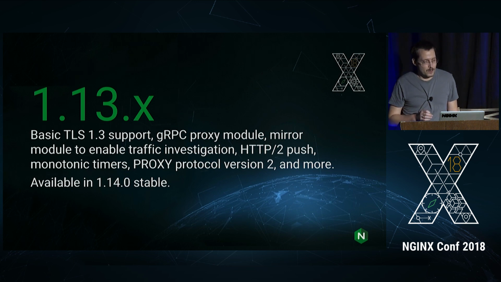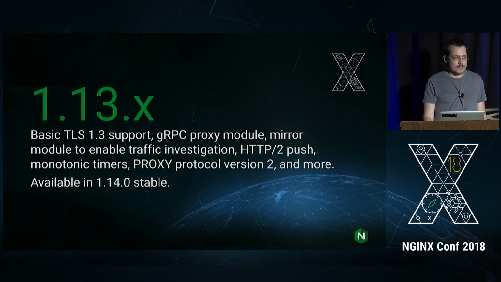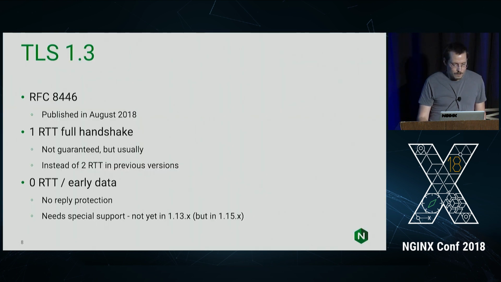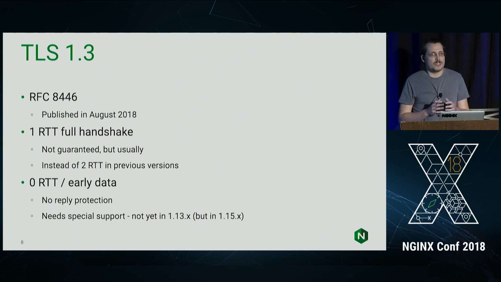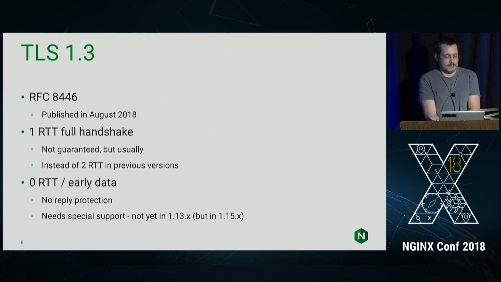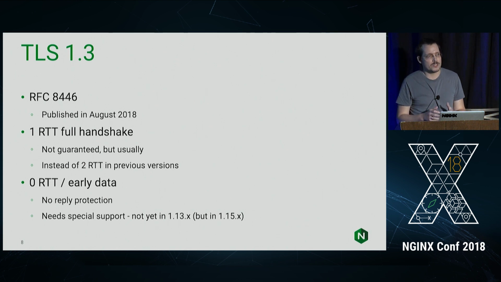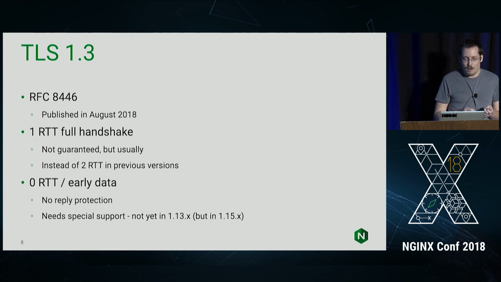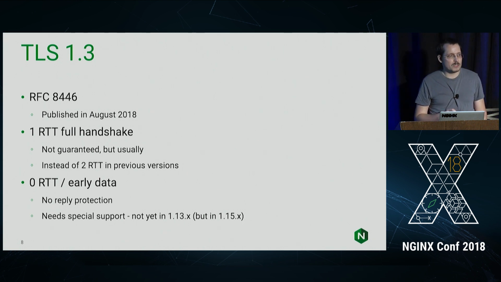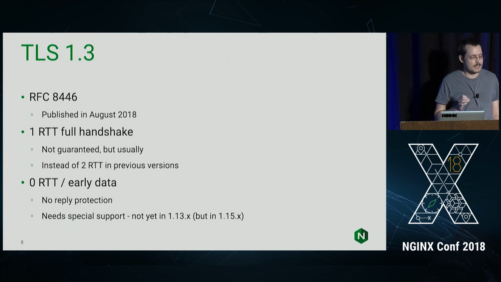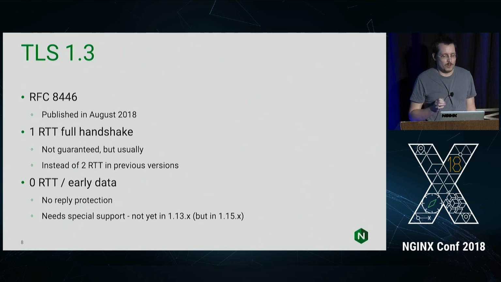Let's start with changes in 1.13 as available in the latest stable version. First of all, we've introduced basic TLS 1.3 support. TLS 1.3 is a new TLS standard developed recently to replace previous versions. It was just published this August and is actually very new. From a performance point of view, it provides two most important improvements. Full handshake now takes only one RTT instead of two in most cases. And there is an early data mode on session resumptions, which adds 0 RTT to a normal TCP connection establishment.